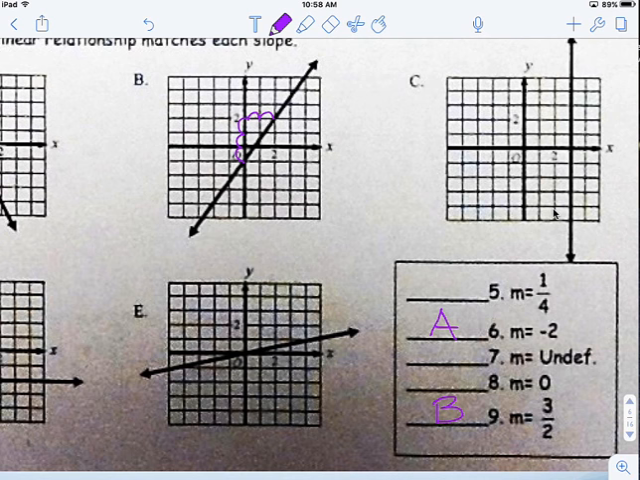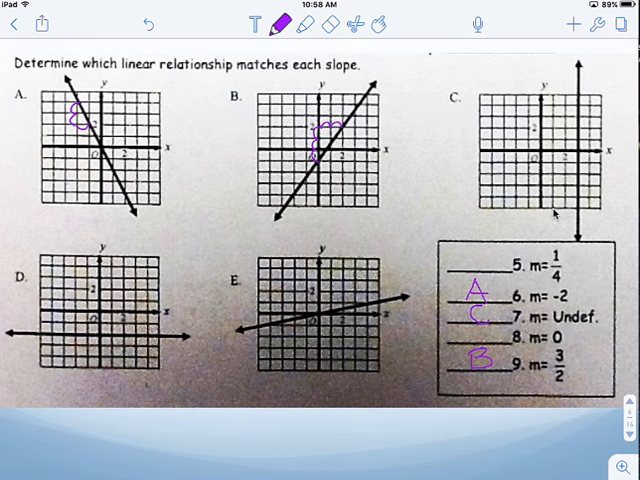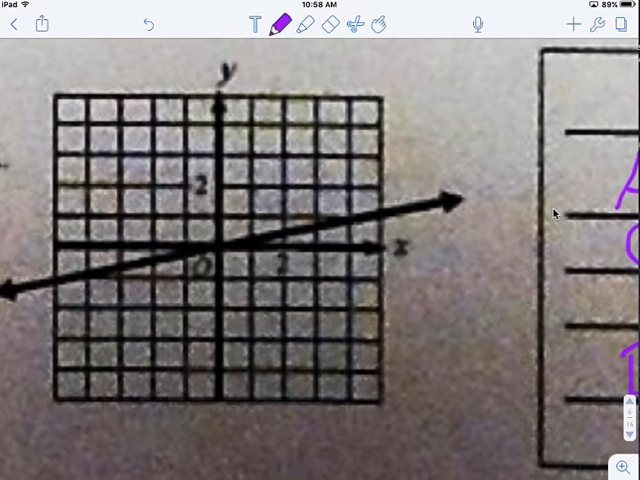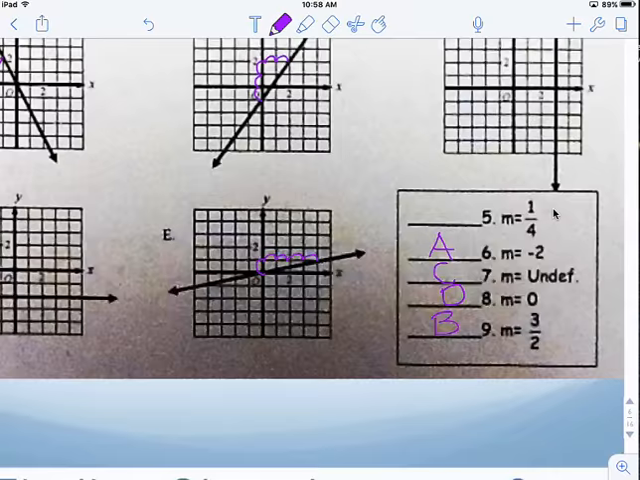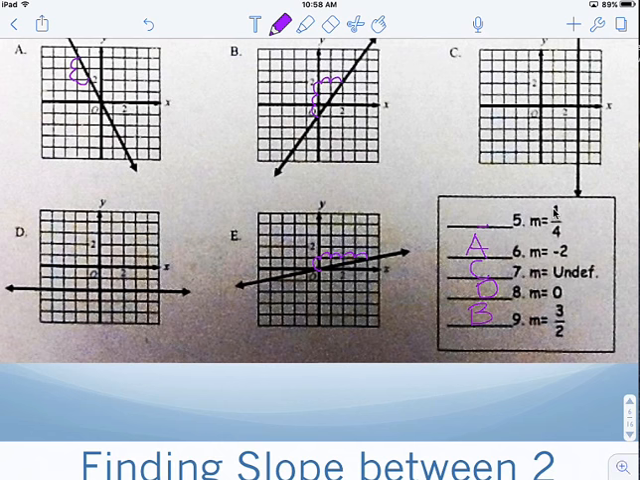For C, we have a vertical line. That is always undefined, so that goes with number 7. D is our horizontal line, so we know that's a slope of 0. That goes with number 8. And then E, we go up 1 over 1, 2, 3, 4. So E goes with number 5.